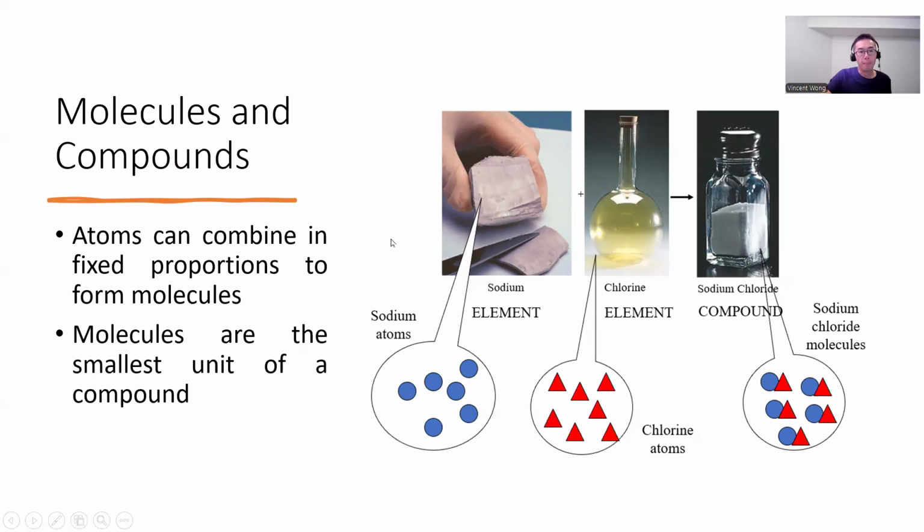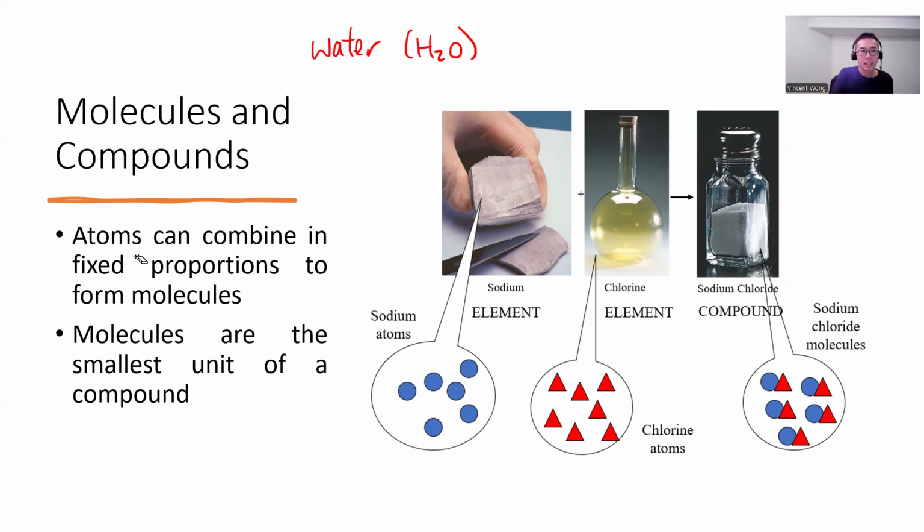Okay, let's take a look at molecules and compounds. Atoms can actually combine in fixed proportion to form molecules. We are already familiar with this concept. I asked you last time, what is the formula for water? And you guys told me it is H2O, right? So all the water that exists is going to be H2O. If someone tries to sell you H3O, don't buy it. It's not water. Okay. All the water is 2 parts hydrogen and 1 part oxygen. Okay. So it's fixed proportion.